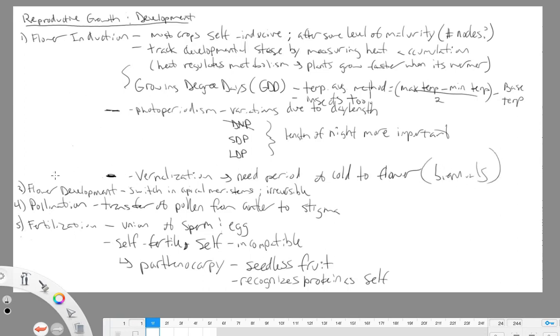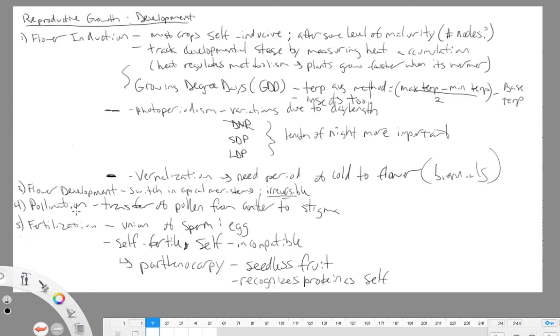Okay. Then we talked about flower development, and what I want you guys to remember is that we have that switch in our apical meristems from vegetative to reproductive, and that is irreversible. Once that switch occurs, you can't go back. However, our plants can abort those flowers or flower buds if conditions become bad.